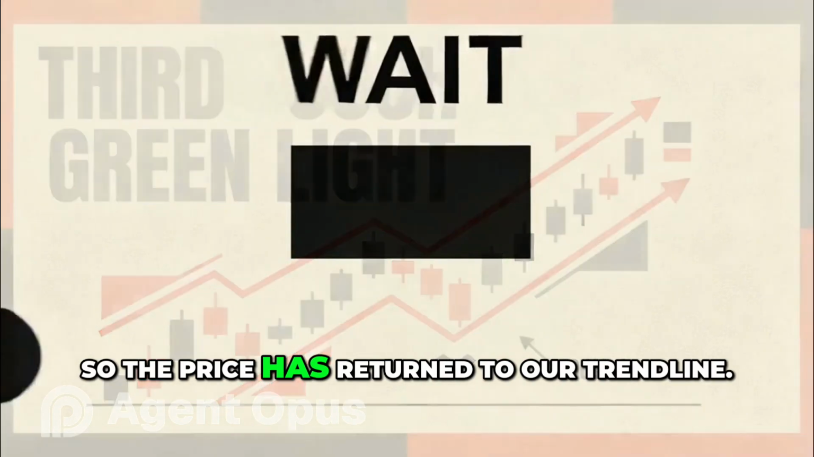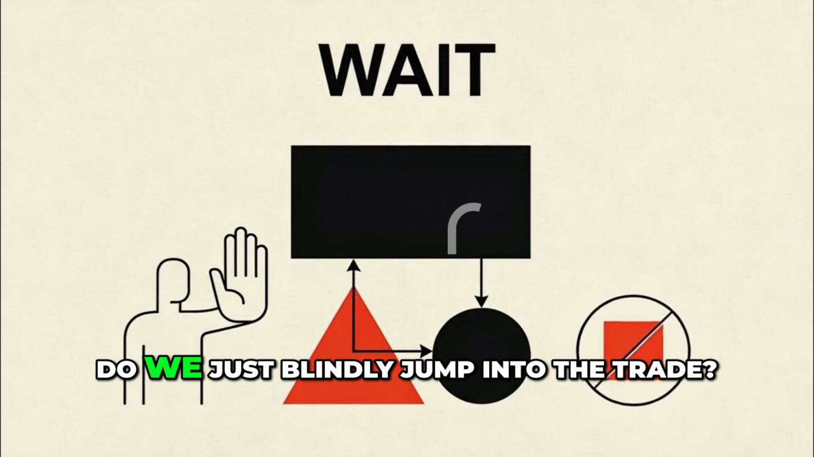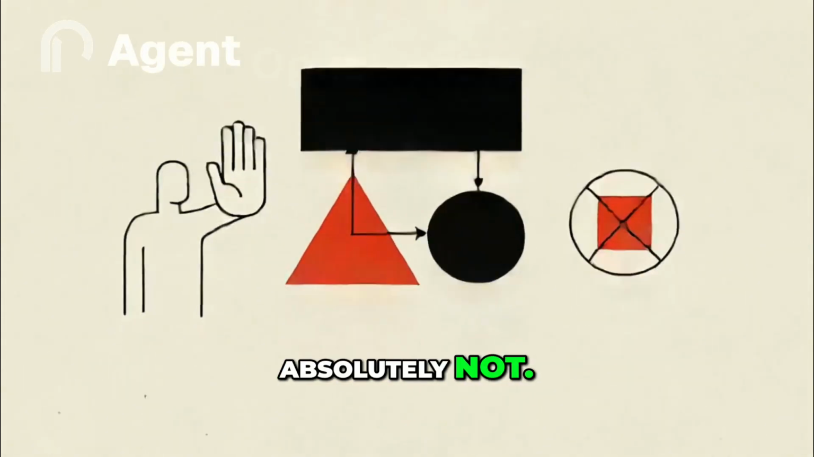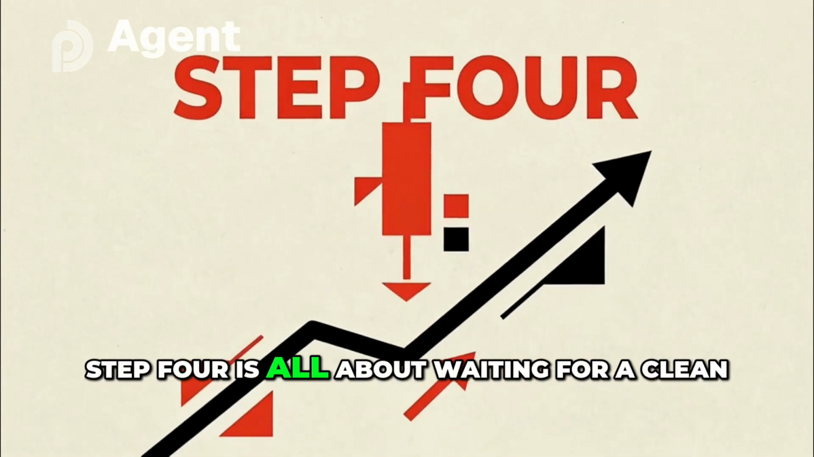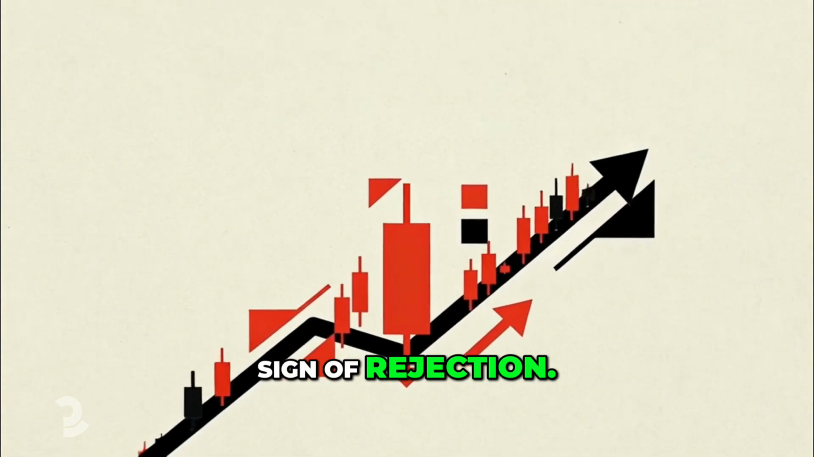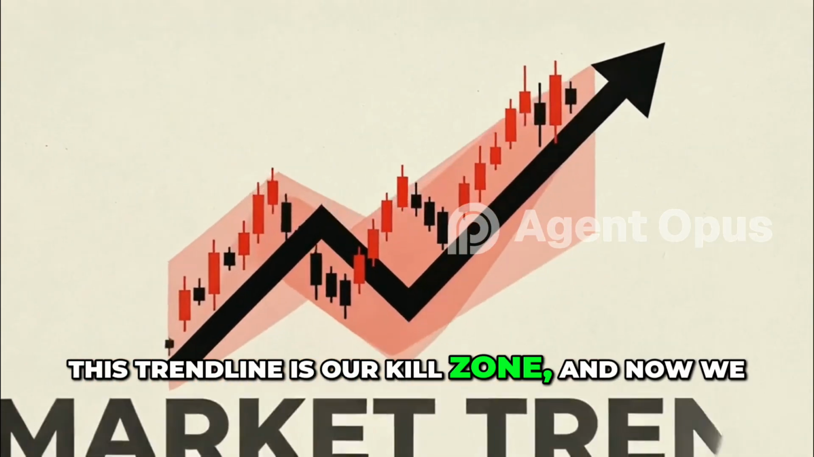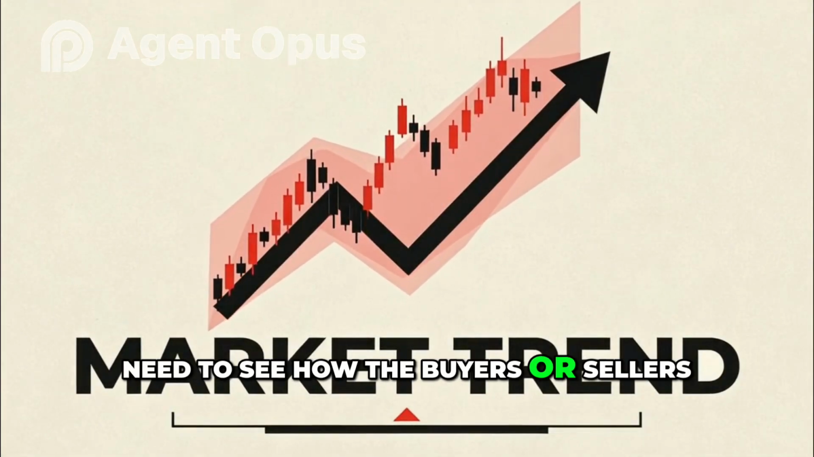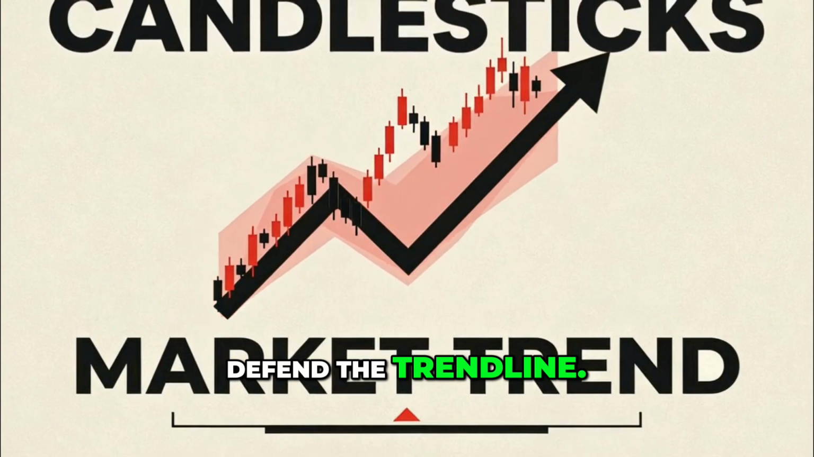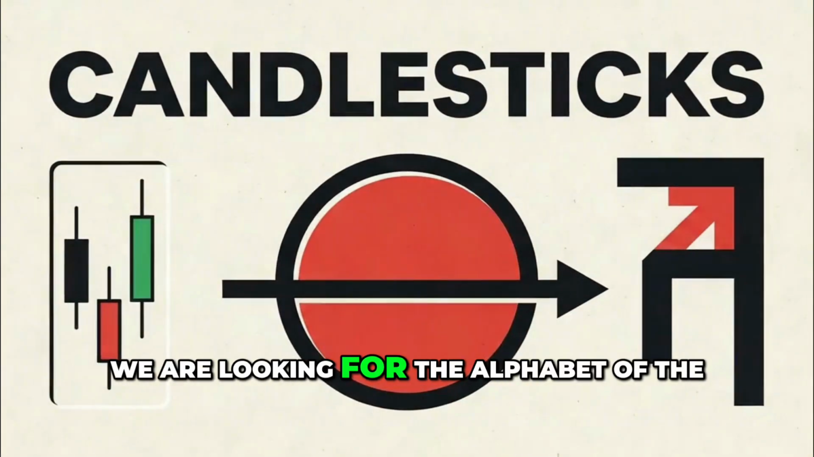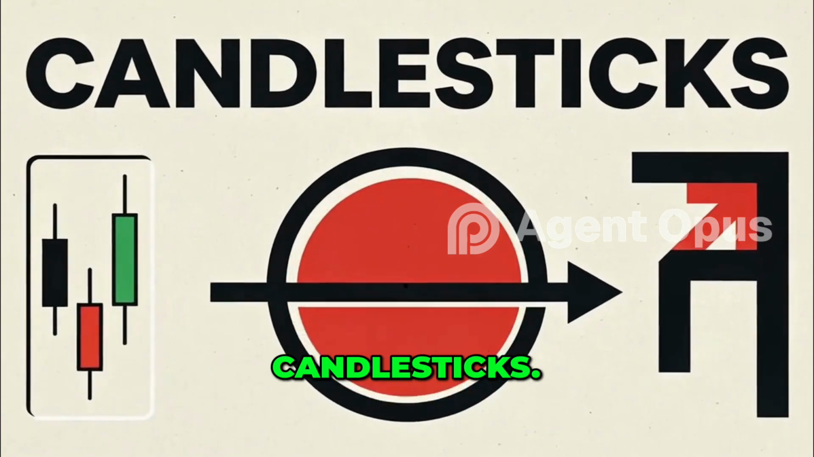So the price has returned to our trend line. Do we just blindly jump into the trade? Absolutely not. Step 4 is all about waiting for a clean sign of rejection. This trend line is our kill zone. And now we need to see how the buyers or sellers defend the trend line. What exactly are we looking for? We are looking for the alphabet of the candlesticks.